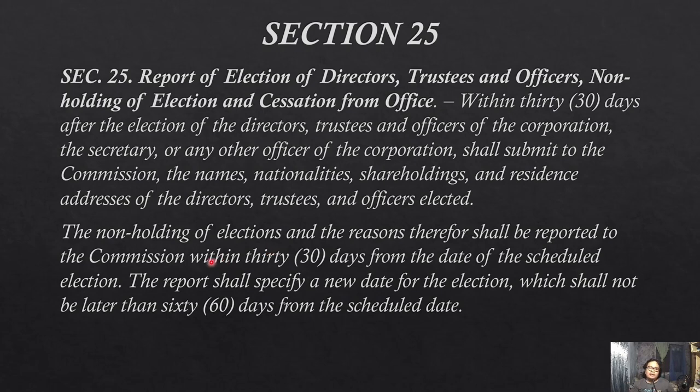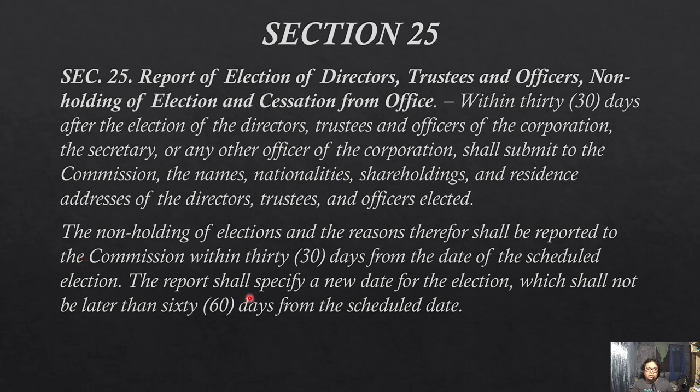So, if the scheduled election is January 30, but no election was held, then within 30 days after that, which is February 28, 30 days. It doesn't say one month, it says 30 days. So, January 31, 28, if it's only 28, then March 2. Within that period, they must report to the Commission: Commission, we were not able to elect on January 31. They state the reason, because there was no quorum present.